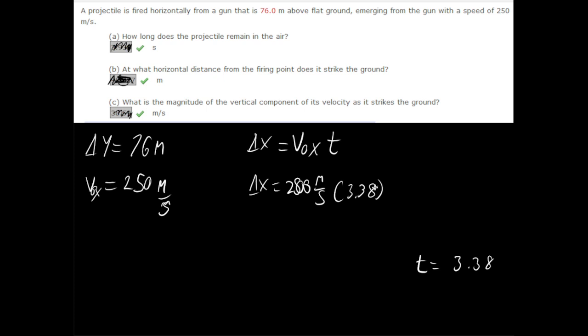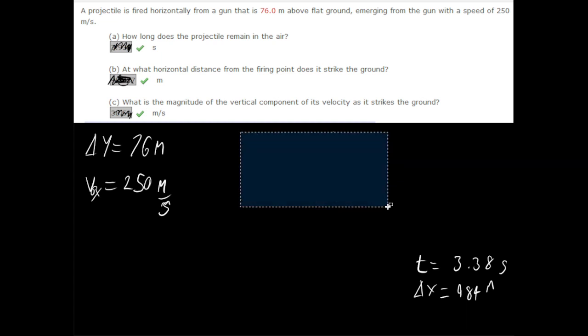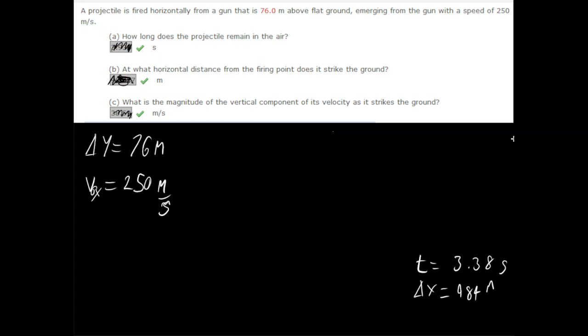And if we do that, then our delta x equals 984 meters. And this is seconds. And then it's asking us for C, it asks, what is the magnitude of the vertical component of its velocity as it strikes the ground?